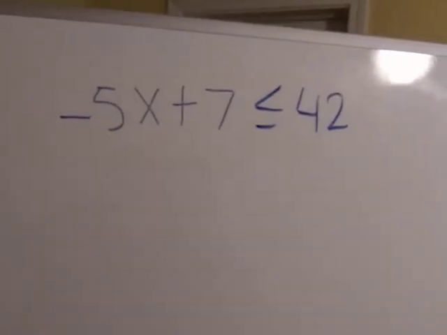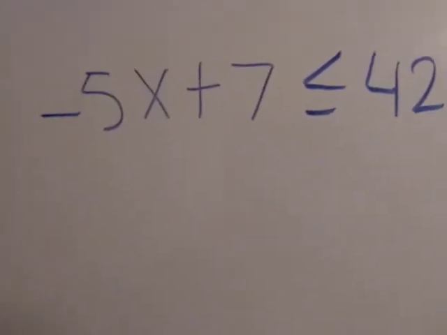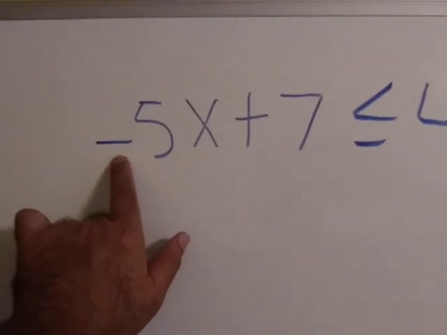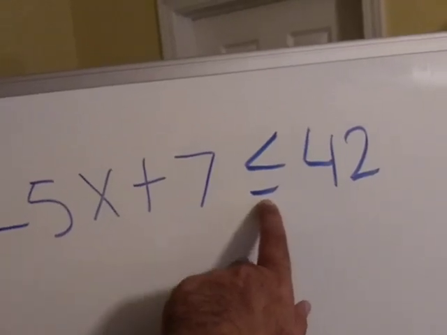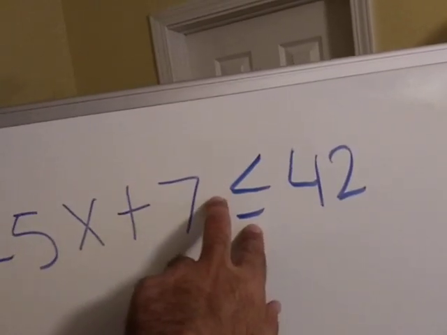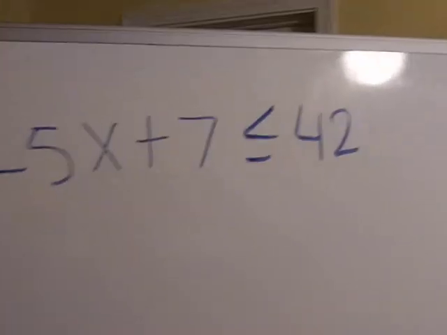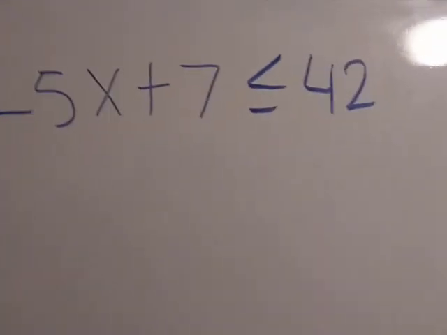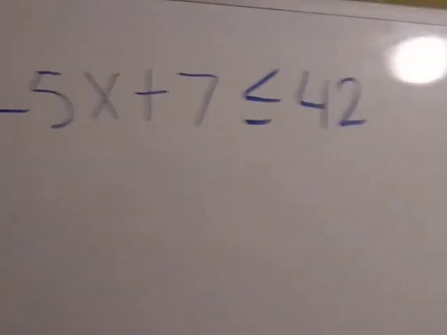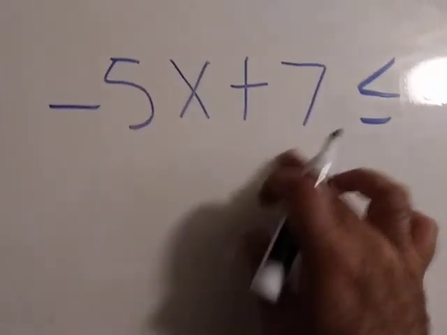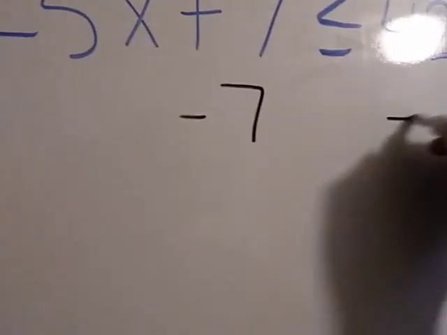Okay guys, so this is the inequality that we need to solve. Notice how we have introduced a negative coefficient, and we have the less than or equal to. It doesn't matter if it's a straight less than, a straight greater than, or a greater than or equal to; we proceed the same way as with an equation. So what we need to do is move this 7 to the other side of the inequality sign by doing a minus 7 on both sides.